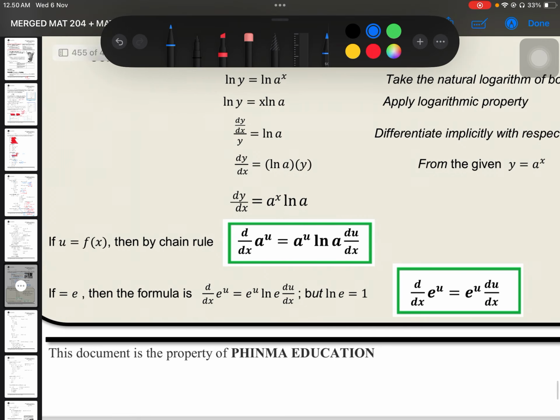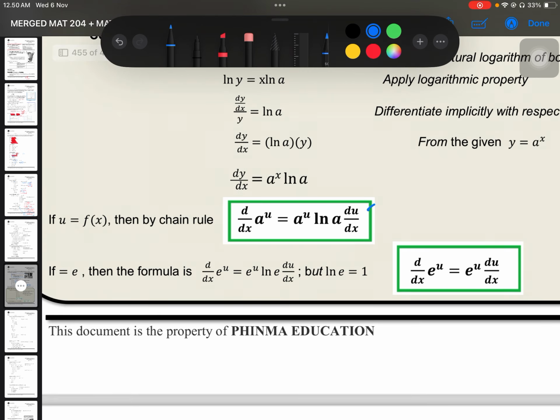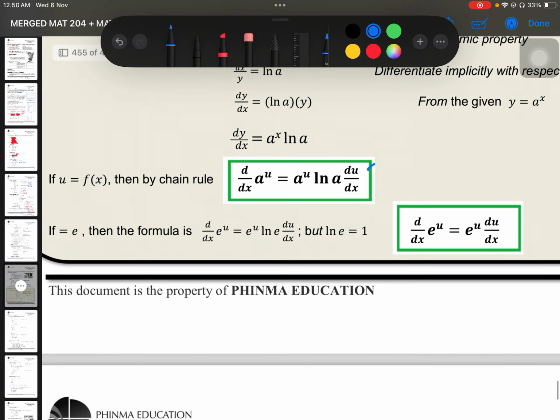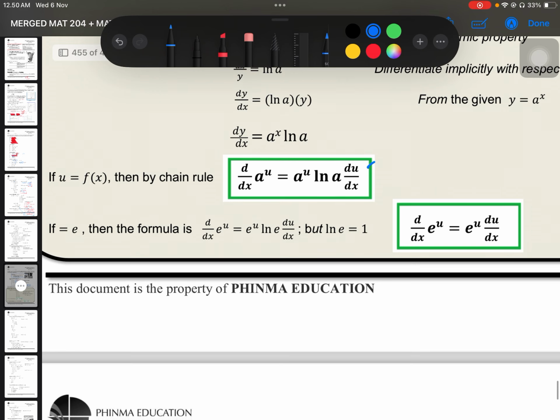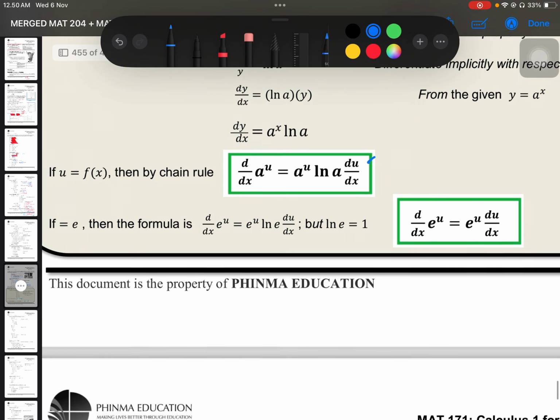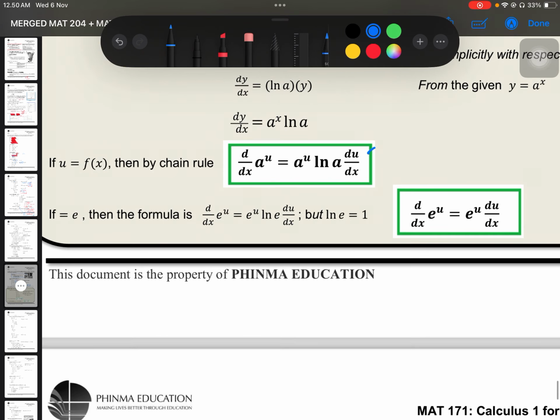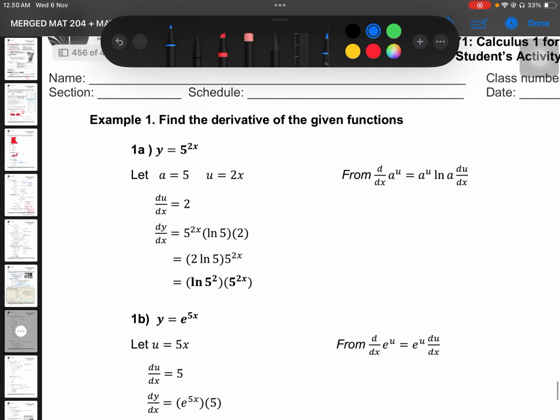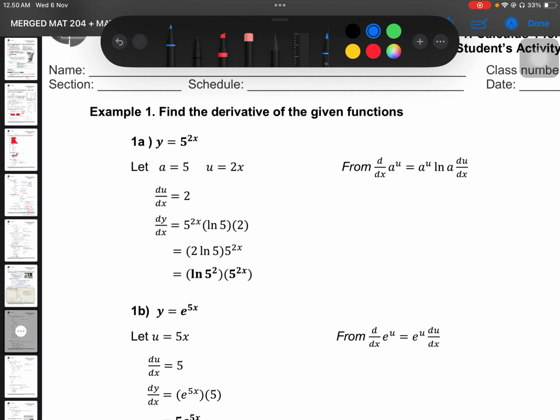Okay, so sa chain rule natin, we have the derivative of a raised to u is equal to a raised to u ln of a multiplied by du over dx. Isa to sa kakabisaduhin. The next naman natin is kapag ang base mo ay si e. The derivative of e raised to u with respect to x is equal to e raised to u, then get the derivative of u with respect to x. Okay? So, yun lang. Let us now proceed to the derivative of the given function.